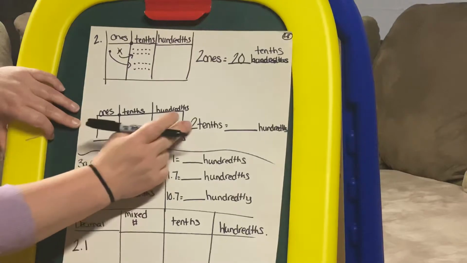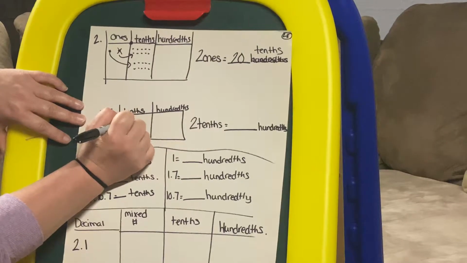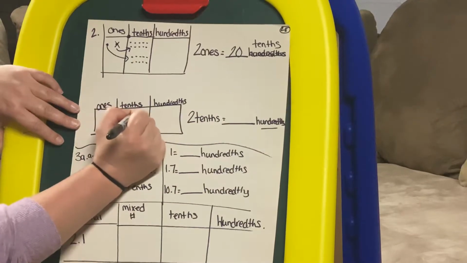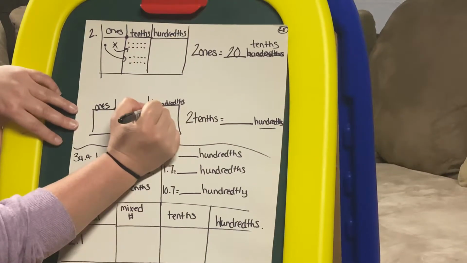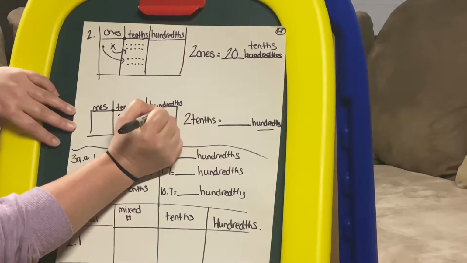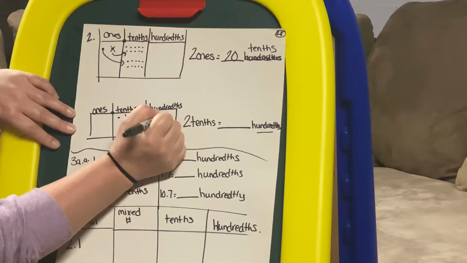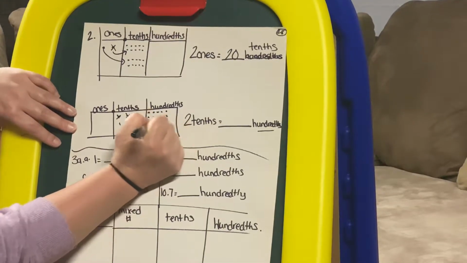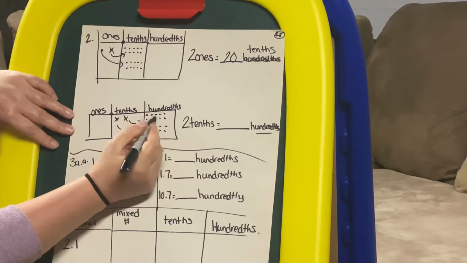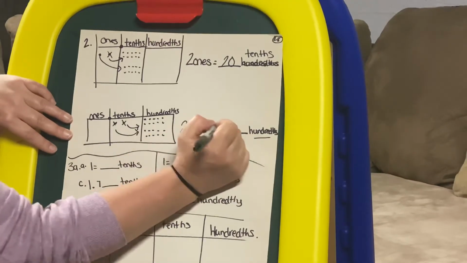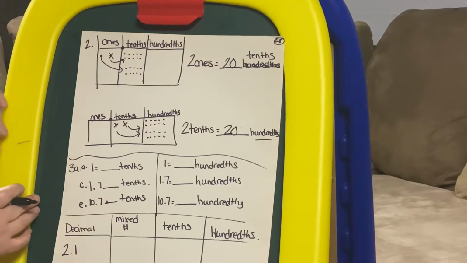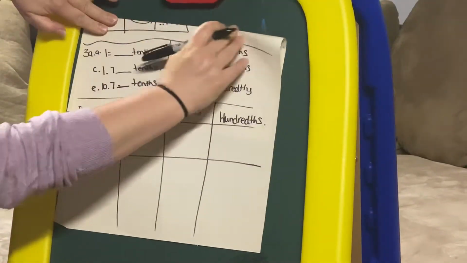Okay? Now if I have 2 tenths and I need to move it into my hundredths position, same thing. I'm going to move them. We know when we move, they're worth 10. So 10, 2, 3, 4, 5, 6, 7, 8, 9, 10. So I have 20 hundredths.